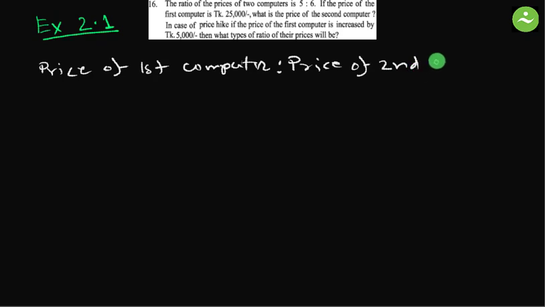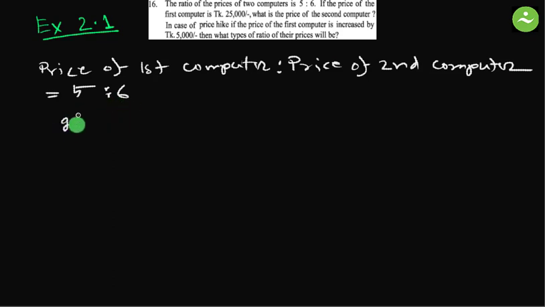So the prices of two computers, ratio is 5:6. Price of the first computer is to price of second computer equals 5:6. Price of the first computer is 25,000 taka. We will use the x variable. That makes the solution easy.